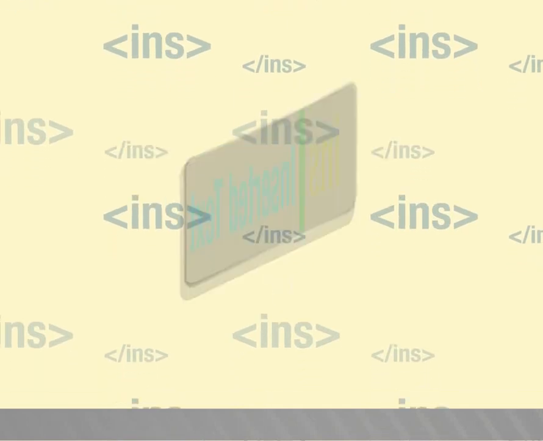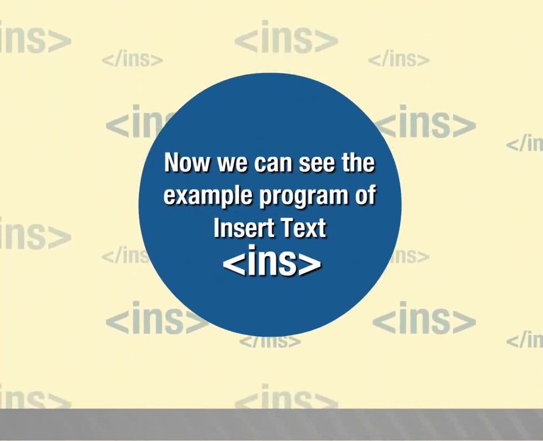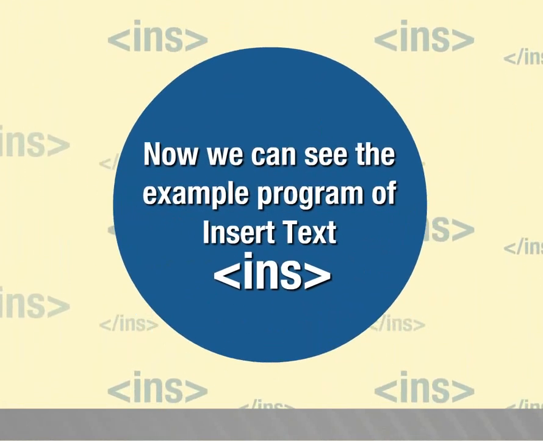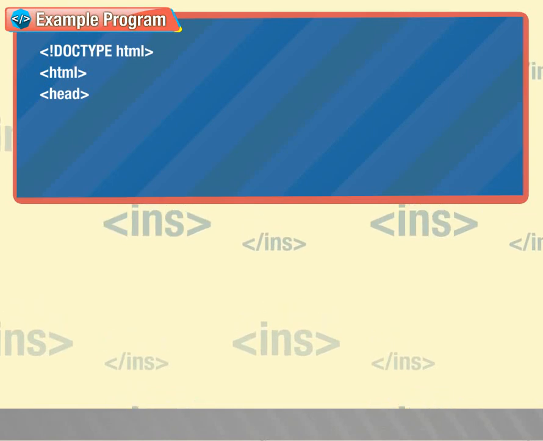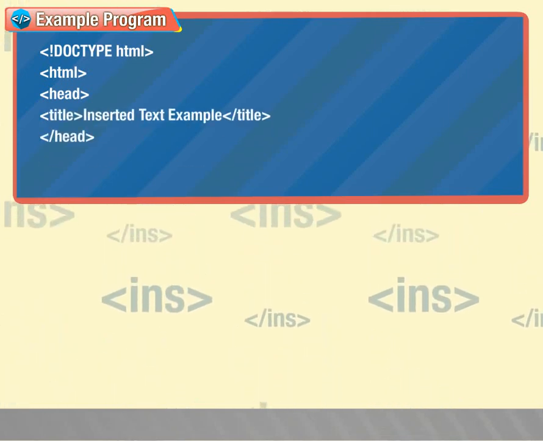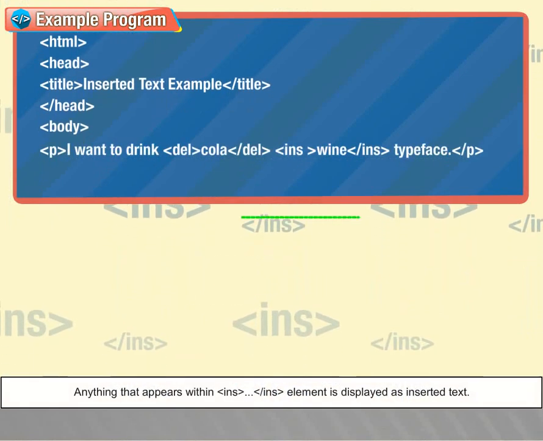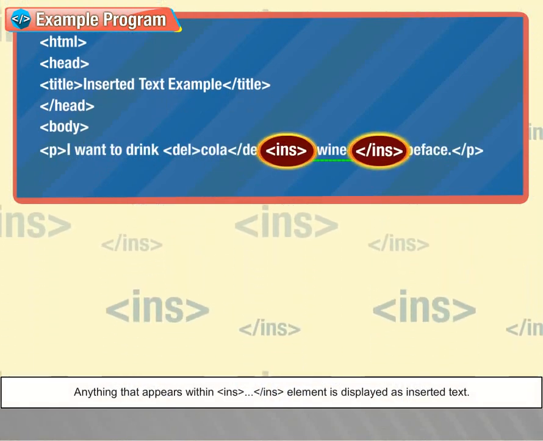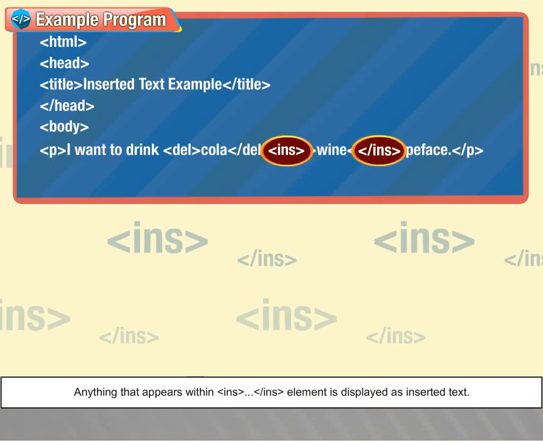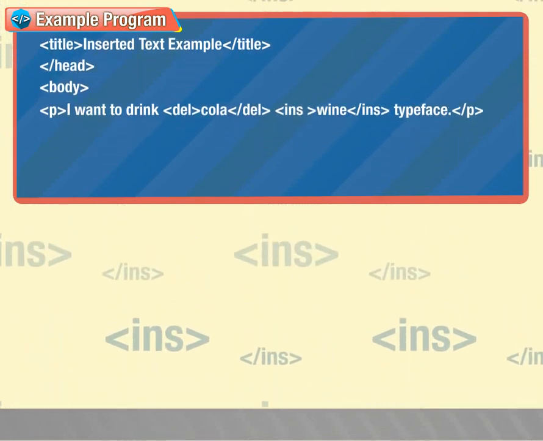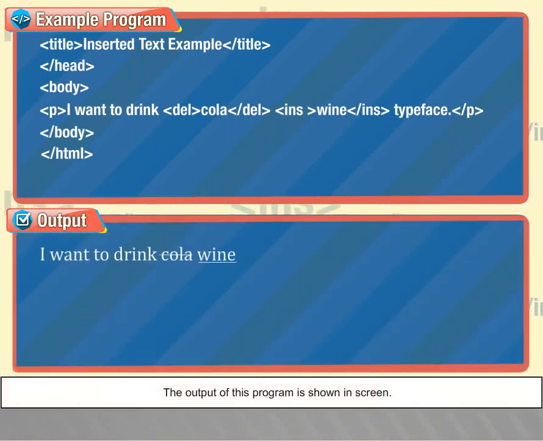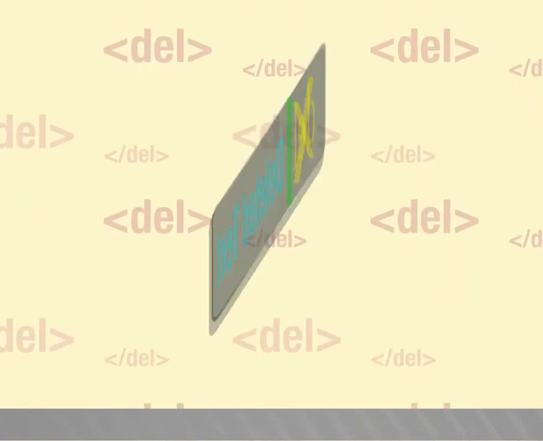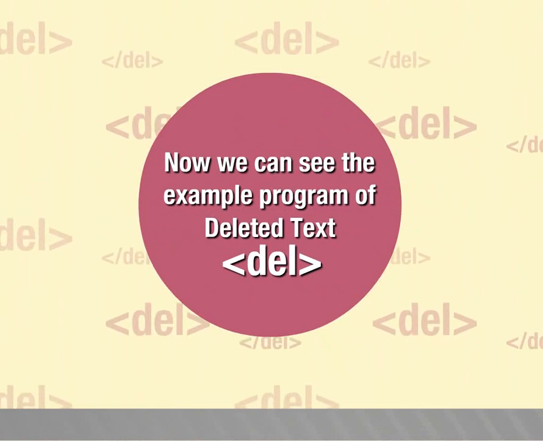Inserted text. Now we can see the example program of inserted text. Anything that appears within the INS element is displayed as inserted text. The output of this program is shown on screen. Deleted text. Now we can see the example program of deleted text.